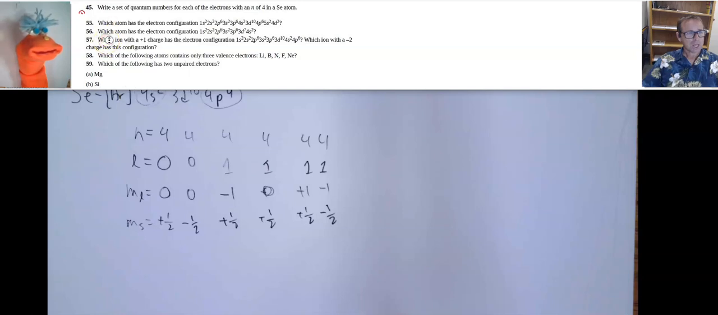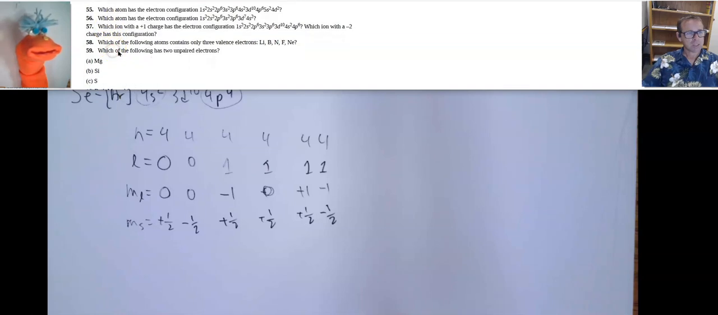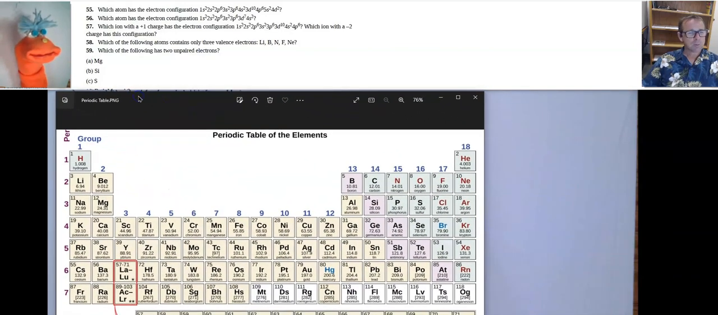Okay, which atom has the electron configuration described here? Is there an easy way to do this? There could be. If we bring this up here and we see that it's got 4p6, this is our 4, here's our p, so it's got a krypton core. And then it says we have 5s2 and 4d2.